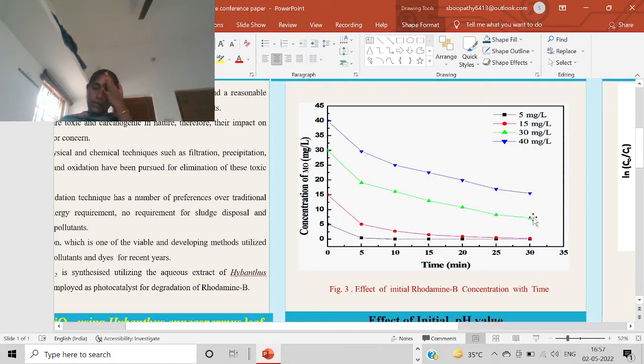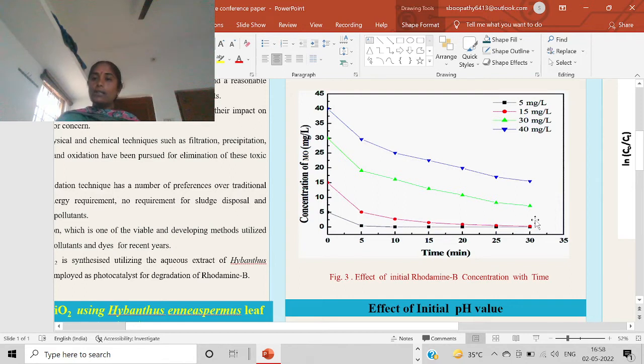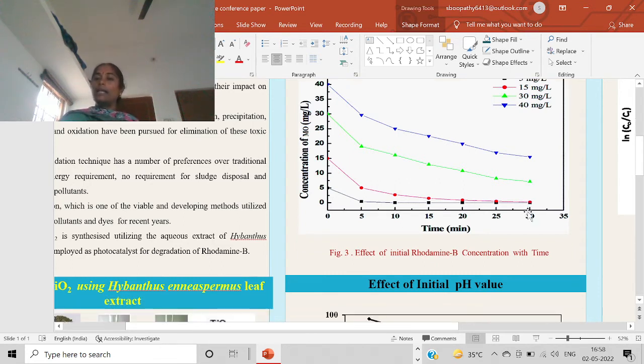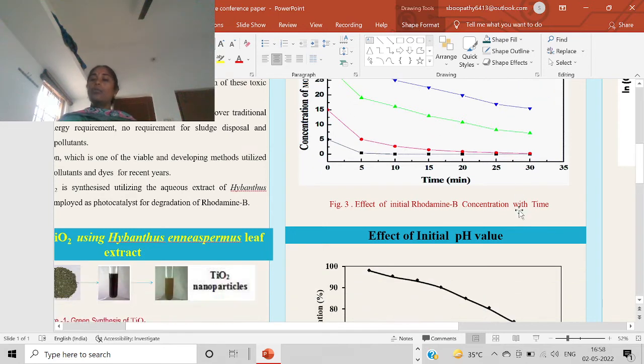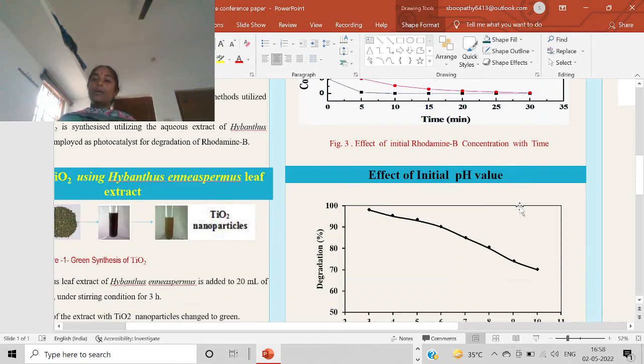As the time increases, the dye removal also increases. And as the concentration of the TiO2 nanoparticles increases, the dye removal and degradation also increase. If you increase the concentration of the TiO2 nanoparticles, the dye removal is also high. More amount of the dye is removed from the wastewater.